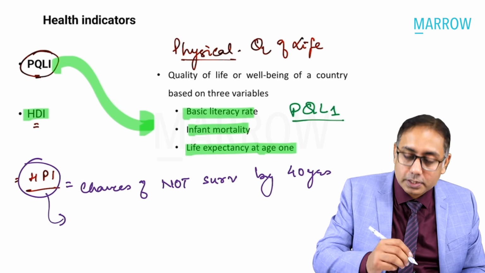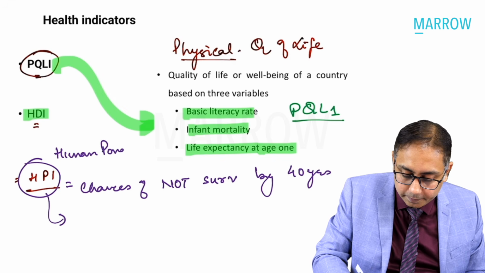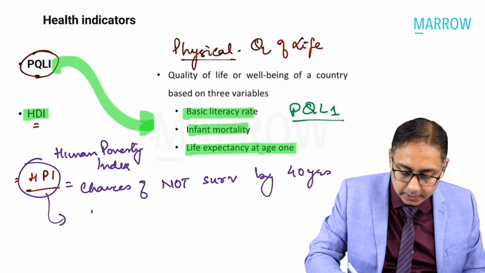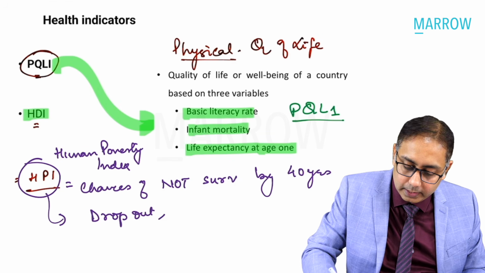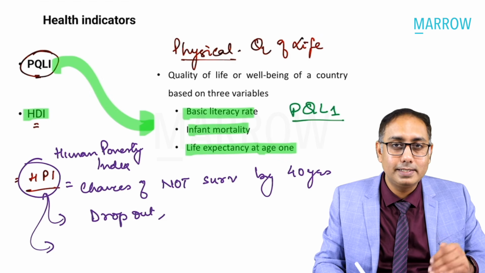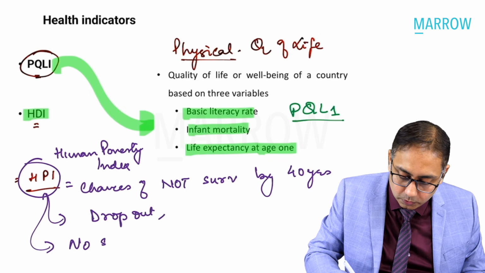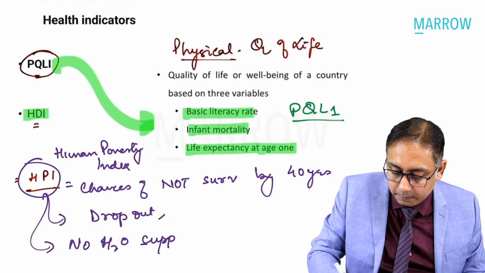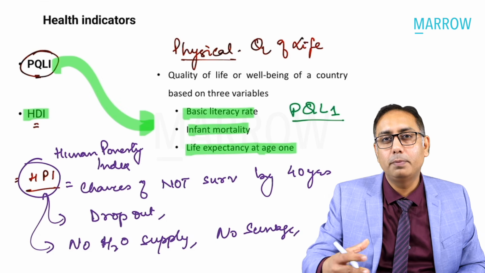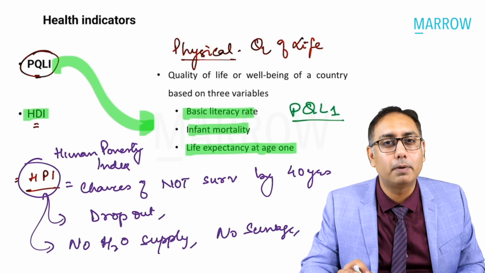So HPI, that is the Human Poverty Index, will talk about the school dropout rates or the illiteracy, the non-literacy index. And then HPI will talk about the decent standard of living. This talks about how poor the people are in terms of no sanitation, no water supply, no sewage system in the houses, no toilets, or number of people without toilets, or open air defecation, things like this. This is what a human poverty index is.